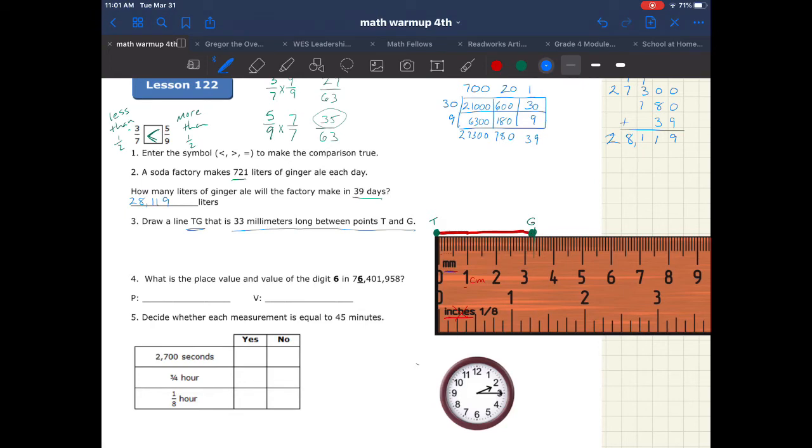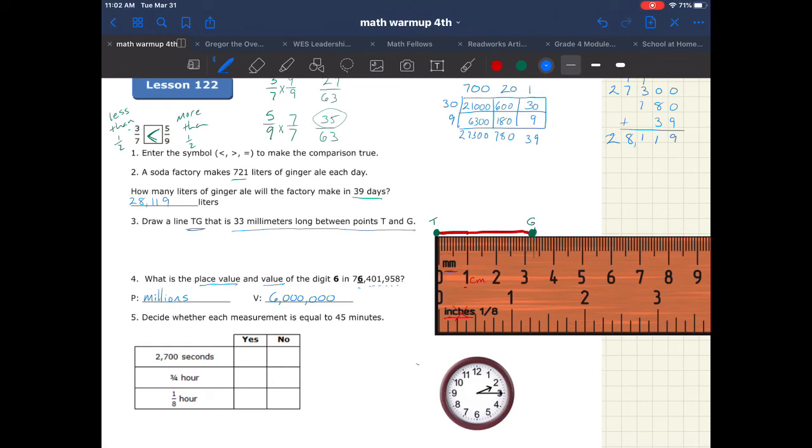Number 4, what is the place value and the value of the digit 6? So what this means is the place value, what place is this? So the 6 is in the ones place, the tens place, the hundreds place, the thousands place, the 10,000s, 100,000s, millions. It is in the millions place. But the value of it means what's it worth? If you have 6 in the millions place, it's worth 6 million. So value, just what is it worth?